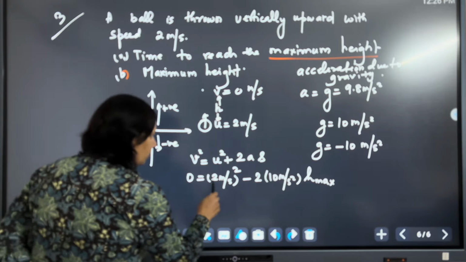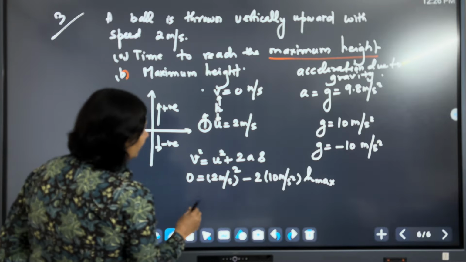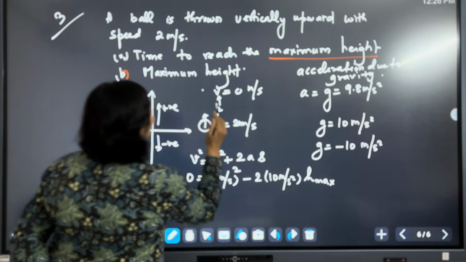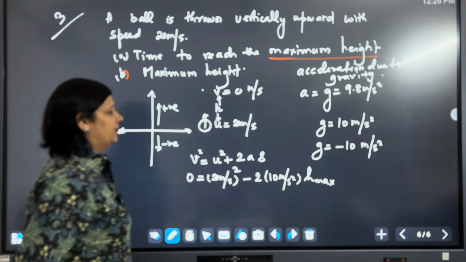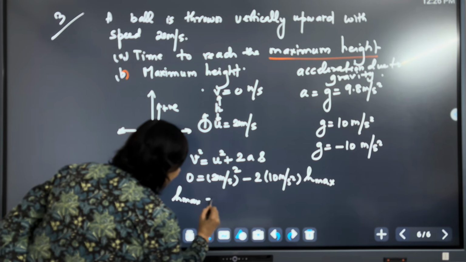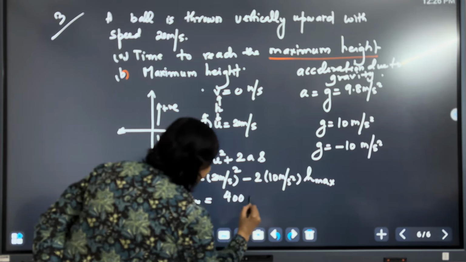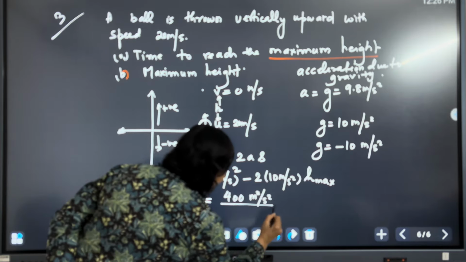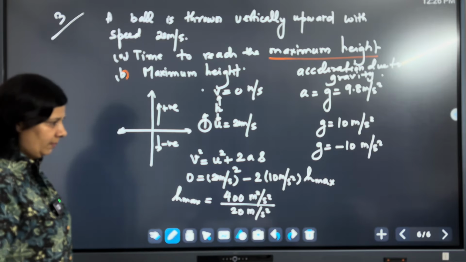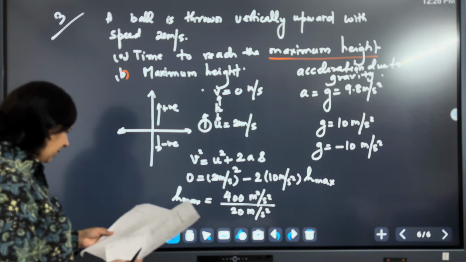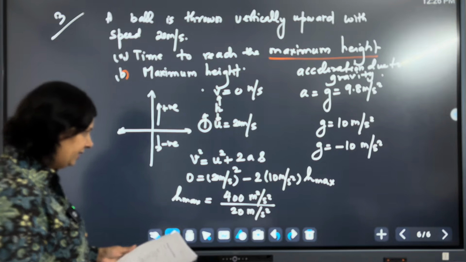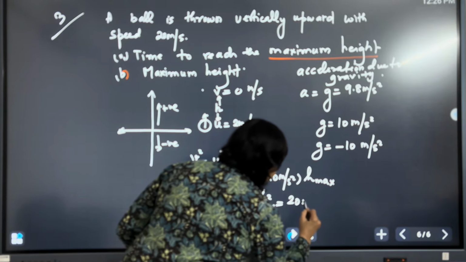Okay. So 2 2s are 4 divided by, I am so sorry, this is 20 meter per second. Okay, 20 meter per second upward, not 2, 20 meter per second. So h maximum will be 400 meter square per second square divided by 20 meter per second square. Okay. So the answer will be around 20 meters, right? Correct.